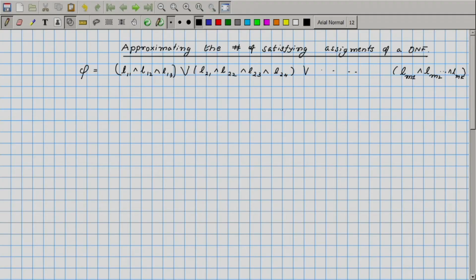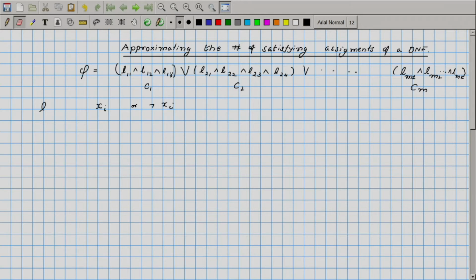In today's lecture, we will see how we can approximate the number of satisfying assignments for a DNF formula. A DNF formula is a formula in disjunctive normal form, which means you have clauses C1, C2 to Cm, and each of these clauses is a conjunction of literals. So each clause is of the form L1 and L2 and L3 and so on, where each Li is a literal.